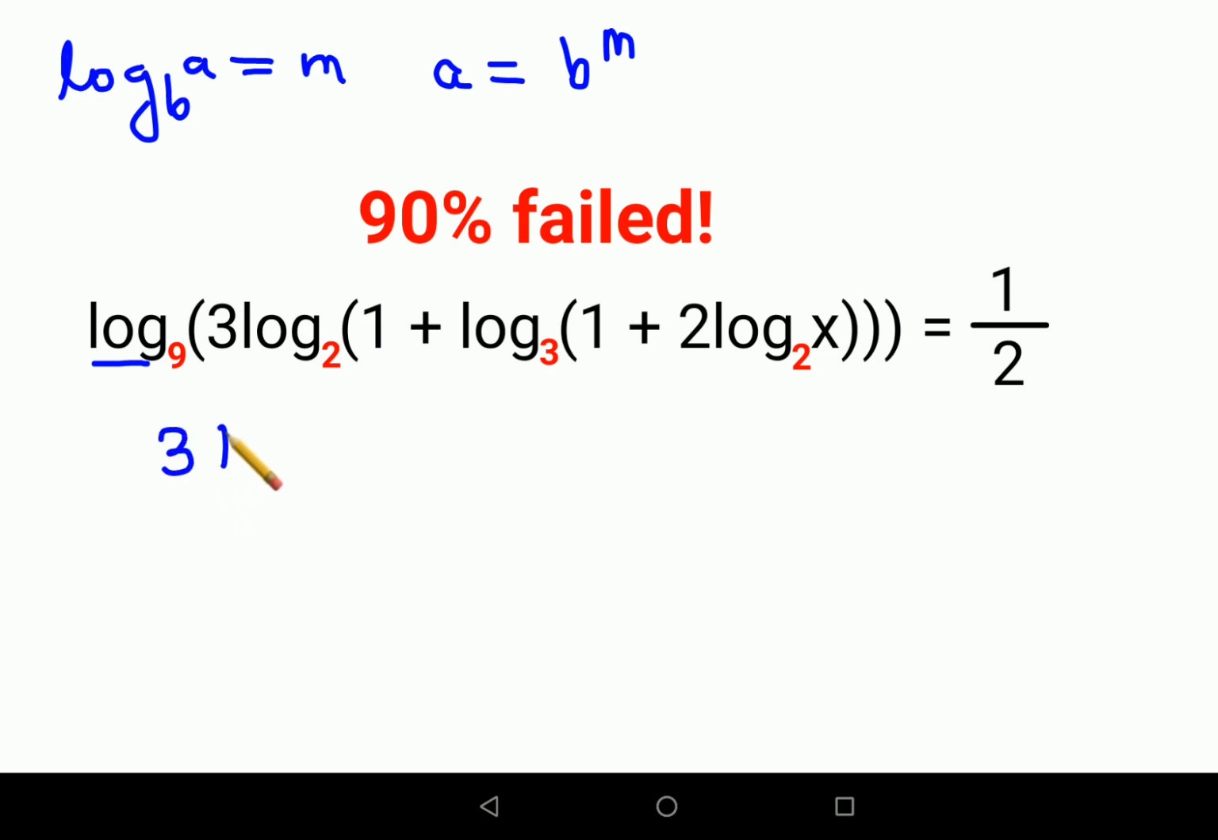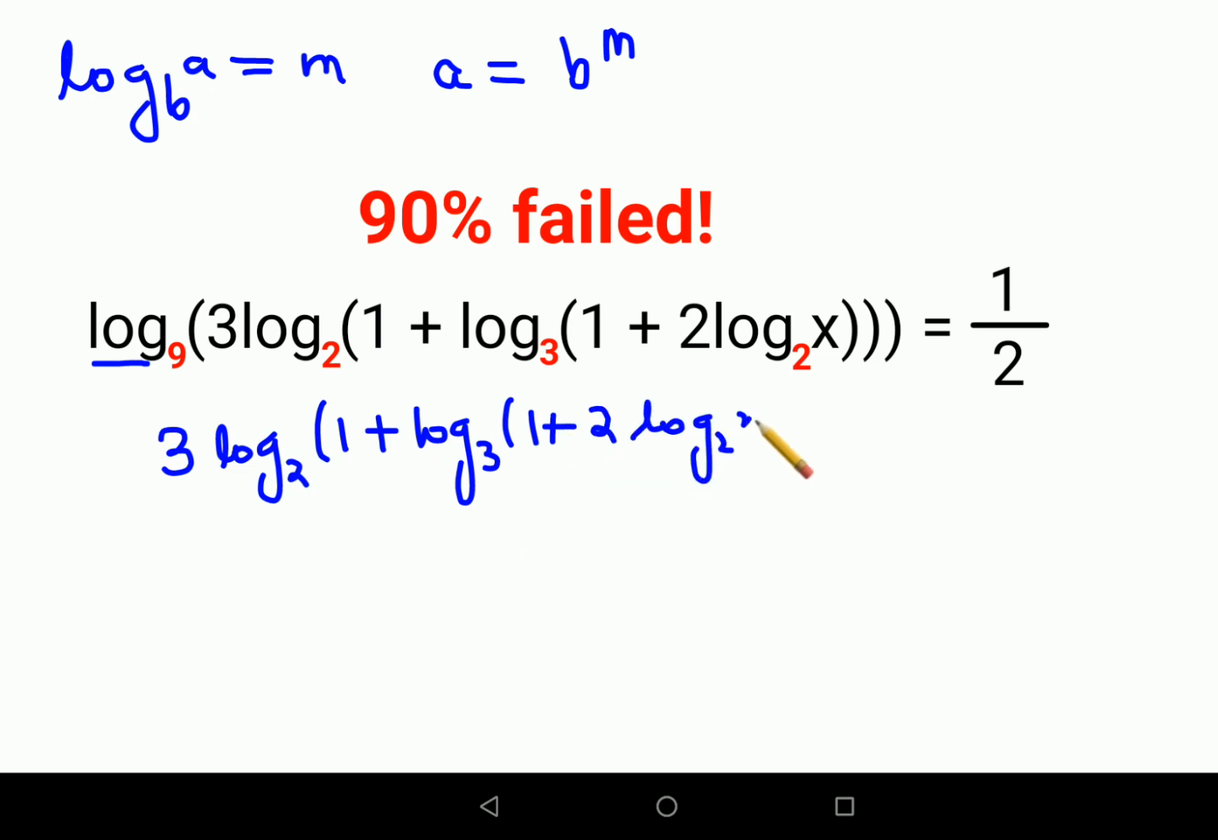3 log to the base 2 of the bracket 1 plus log to the base 3 of 1 plus 2 times log to the base 2 of x. This will be equal to what? 9 raised to half. That means it is what? Square root of 9, that comes out to be 3.